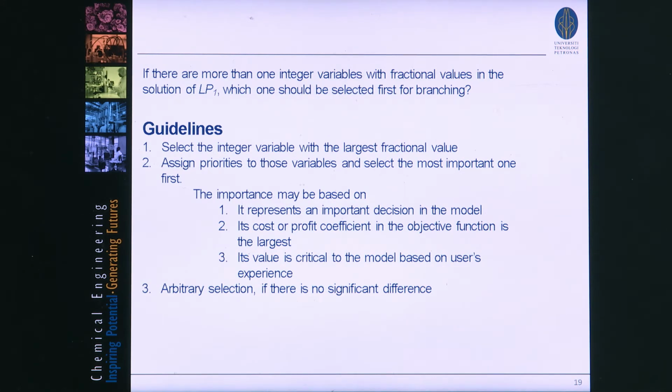Number 2 is then to assign parameters to those variables and select the most important one, either based on its important decision in the model, or its cost or profit coefficients in the objective function being the largest, like we know in the first guideline, or the value is critical based on users' experience. Or number 3 is just arbitrary selection. There is no significant difference.